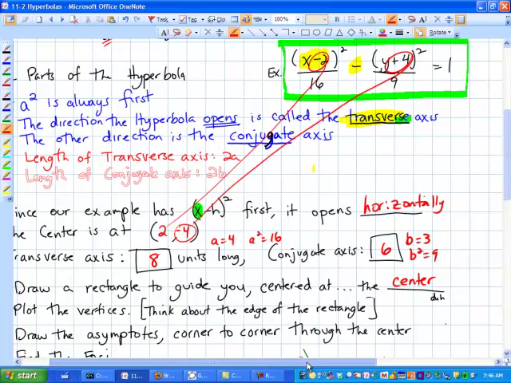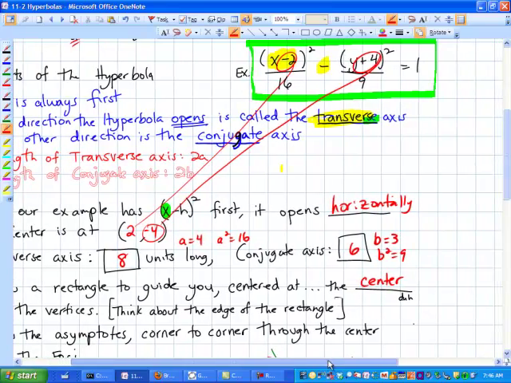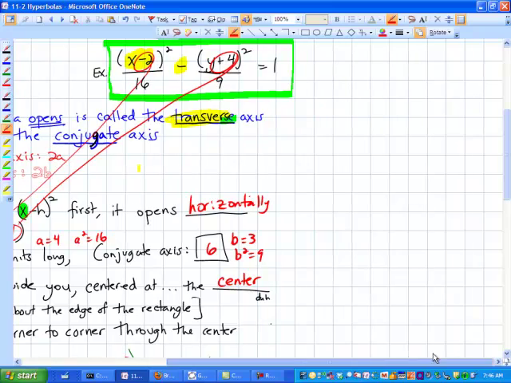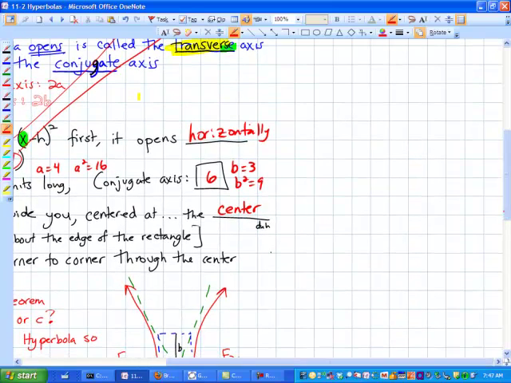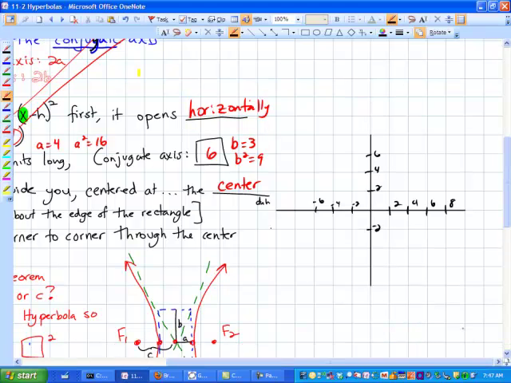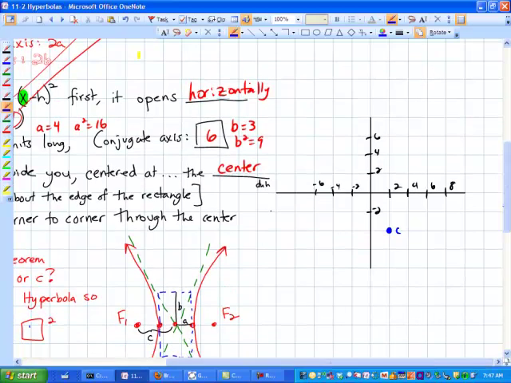Okay, so I'm going to move over here and sketch out a rectangle that's centered at 2, -4. So let's see, 2, -4 would be right about here. Okay, so that's my center point.